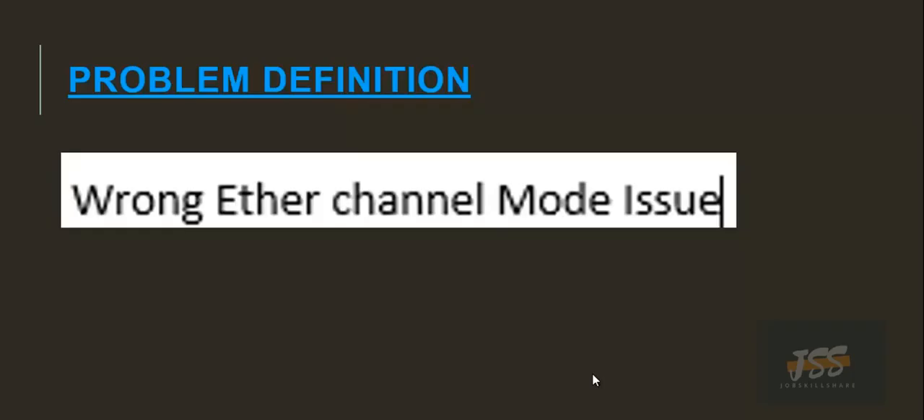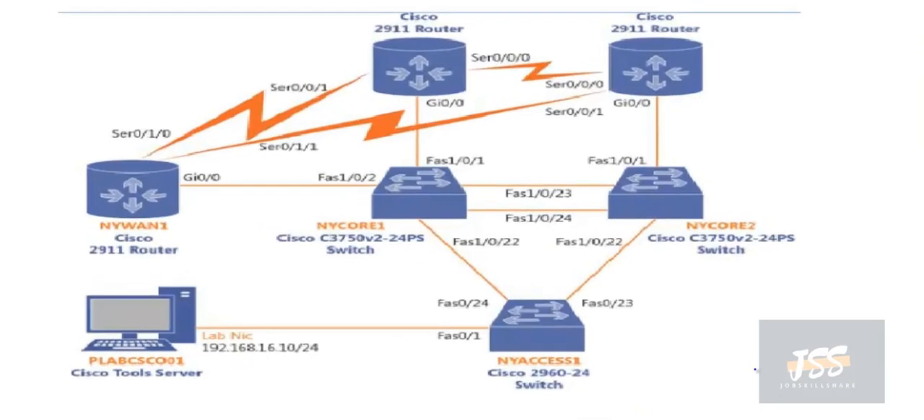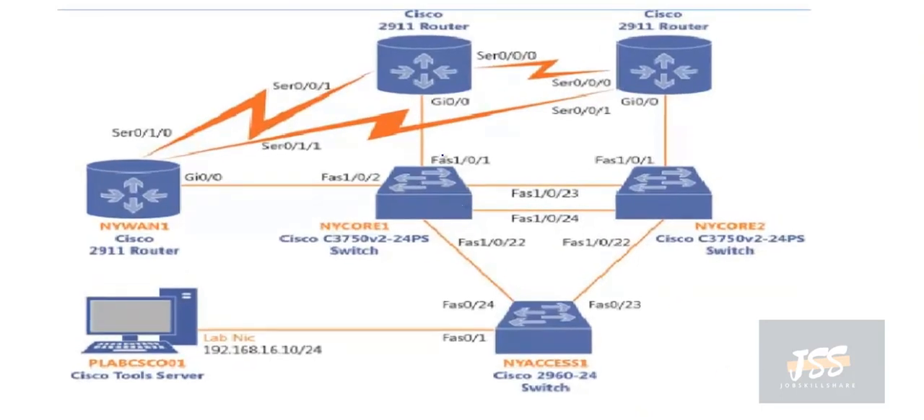The problem definition in this lab task is a wrong EtherChannel mode issue. We will be working on these two switches, NY Core 1 and NY Core 2. We have two links bundled together which will act as an EtherChannel, and it is running PAgP, but it is not working and we will troubleshoot why. You can see the ports over here, Fa1/0/23 and Fa1/0/24, on both ends.